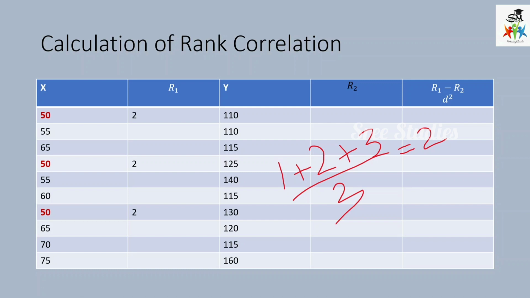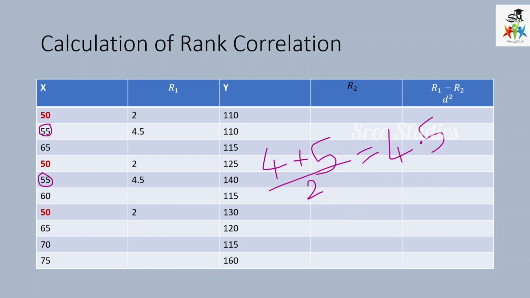accordingly against those values, and the next value is 55. The next to lowest value, 55, is again in two places. So we have to find 4 plus 5, then divide by 2, so that you will get 4.5. So it is placed as 4.5, 4.5.